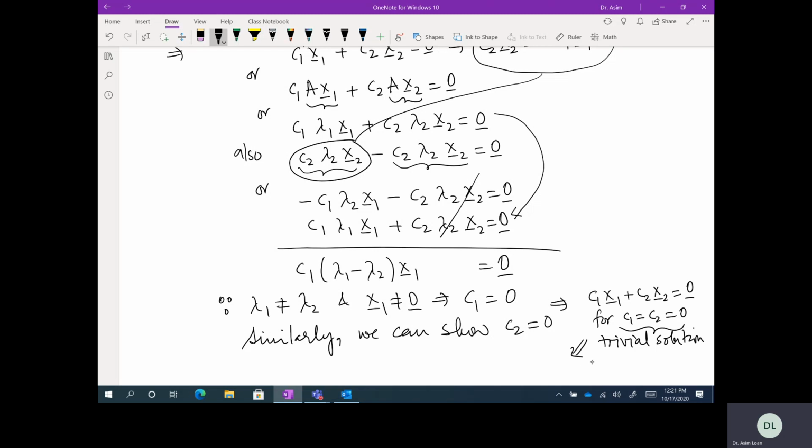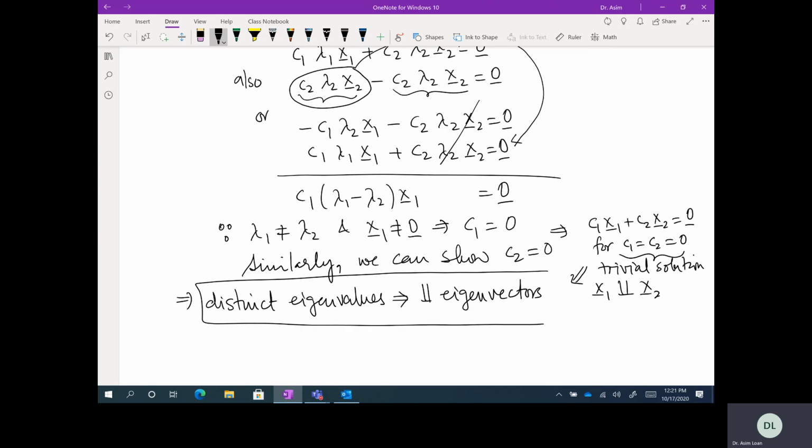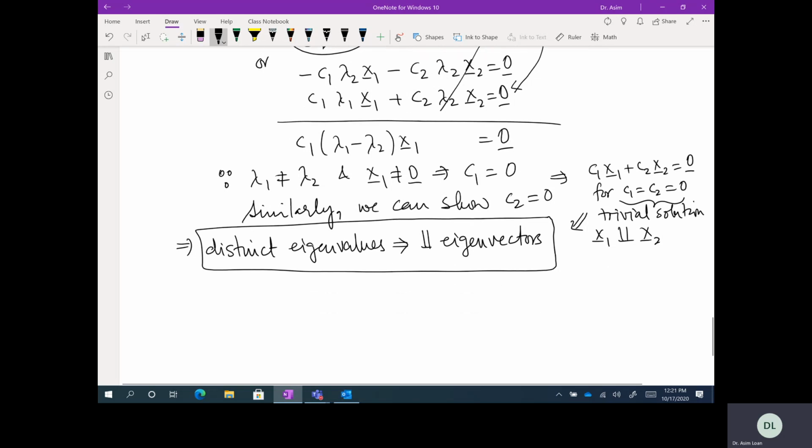So this implies x1 is independent of x2. If you have distinct eigenvalues, which we assumed before, we have now shown that distinct eigenvalues imply independent eigenvectors. The problem is not with distinct eigenvalues. The problem is with the repeated eigenvalues. What happens if you have repeated eigenvalues?